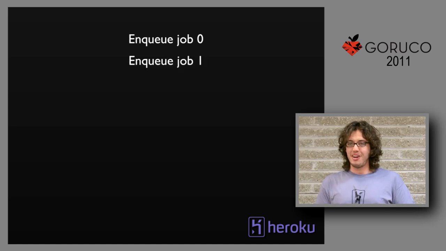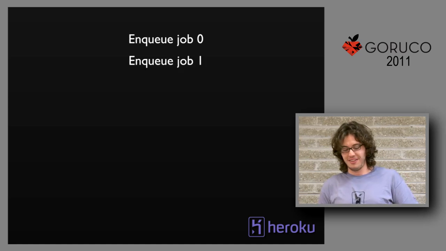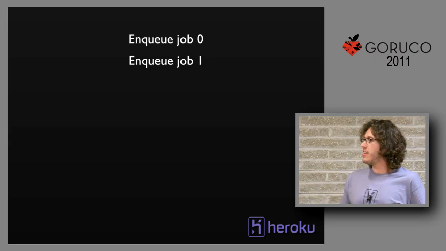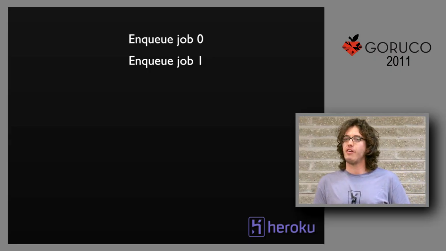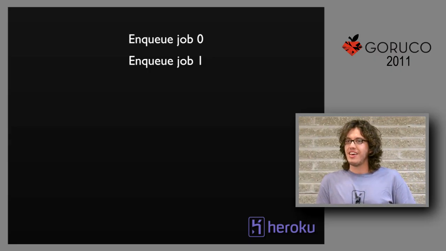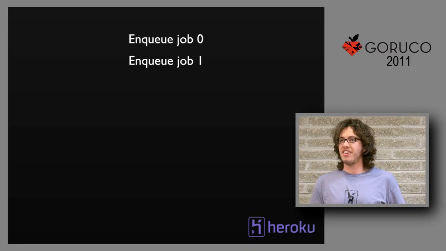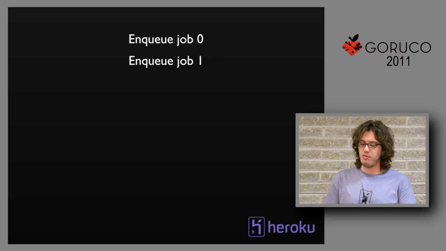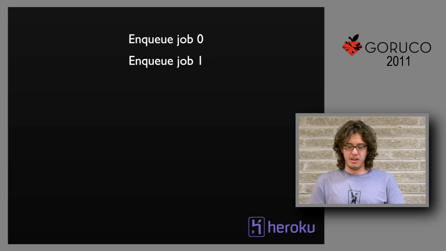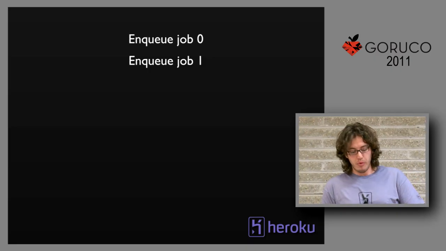Then we put another job into our queue, and this is job 1. You can think of these as what computer scientists would call linearization points. This helps us reason about concurrent processes. It's definitely a term to Google for; you'll find lots of good information out there on it. Okay, so we enqueue job 1.